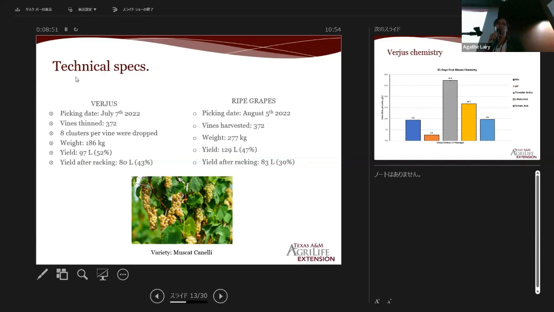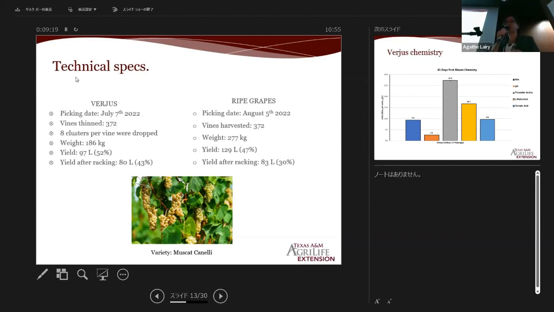The grapes were picked on July 7th of 2022. We thinned 372 vines, dropped 8 clusters per vine for a total weight of 186 kilograms of green grapes, which yielded 97 liters of juice. And then after racking, we ended up with 80 liters. That's a 43% yield from the green grapes.